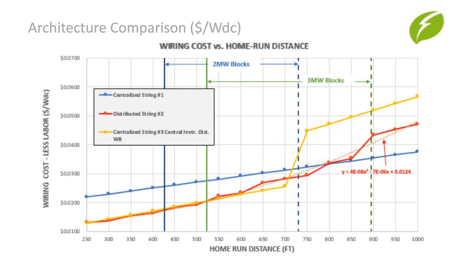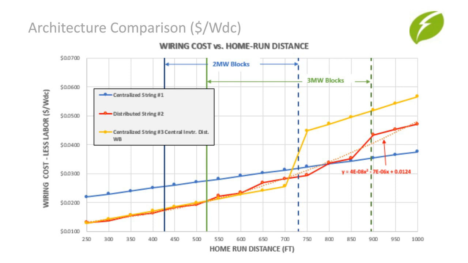Here we have the data from the previous slide, all plotted. The blue line is the centralized system 1, red is the distributed string system 2, and the yellow is the centralized string with the standard wire boxes, or system 3.